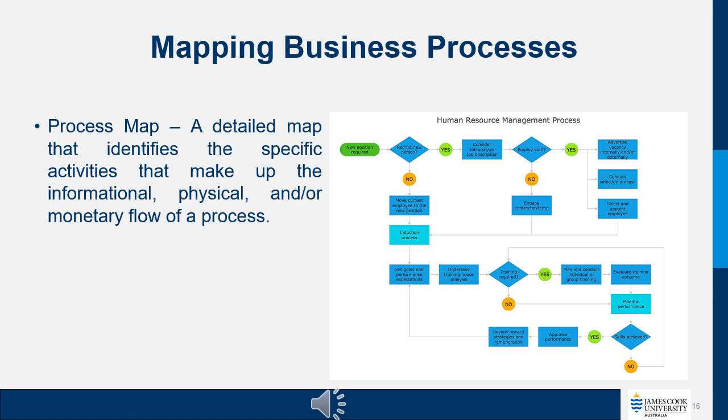So basically, a process map is a detailed map to identify some specific activities that make up the informational or physical, monetary flow of the process. You can see in this picture, for example, is a process of human resource management. So new position required, requires a new person, yes or no.